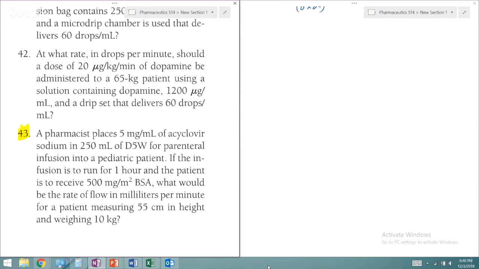Okay, so this one I think is probably the most difficult out of this whole set. So if you can do this one and you got it correctly, I congratulate you because you know what you're doing. So a pharmacist places 5 milligrams per milliliter of acyclovir, which is another cyclic antibiotic, in 250 ml of D5W for parenteral infusion into a pediatric patient. So pediatric's a kid. If the infusion is to run for 1 hour and the patient is to receive 500 milligrams per meter squared body surface area, what would be the rate of flow in milliliters per minute for a patient measuring 55 centimeters in height and weighing 10 kilograms?